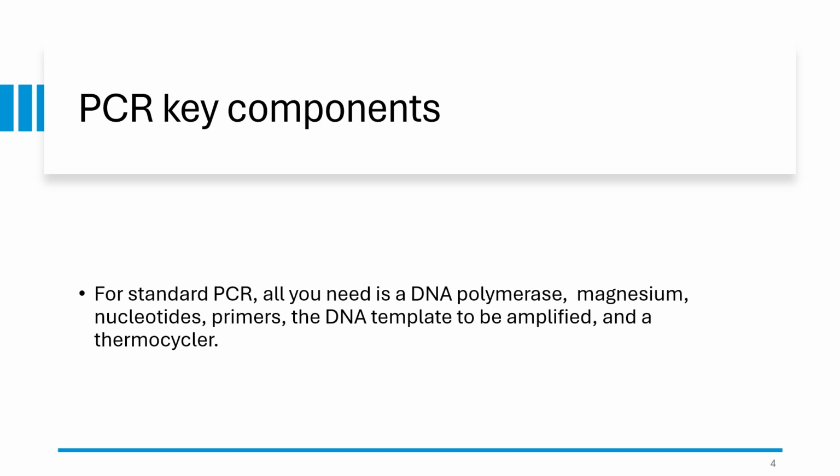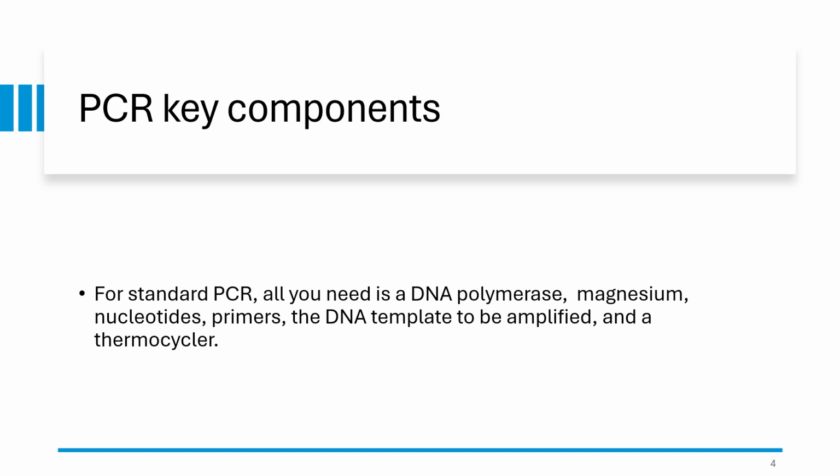Primers. Primers are short, single-stranded DNA sequences that anneal to the target DNA sequence. They provide the starting point for DNA synthesis by DNA polymerase. Primers are designed to flank the region of interest and define the boundaries of the amplified fragment. DNA template. The DNA template is the target sequence that we want to amplify. It can be genomic DNA, plasmid DNA, cDNA, or any other DNA source containing the target sequence.